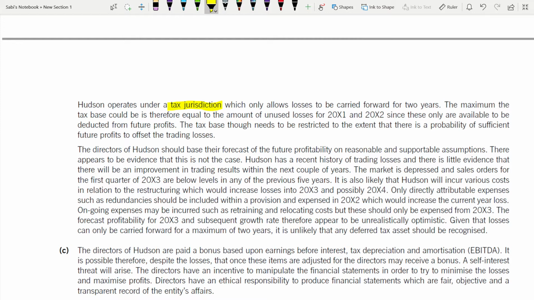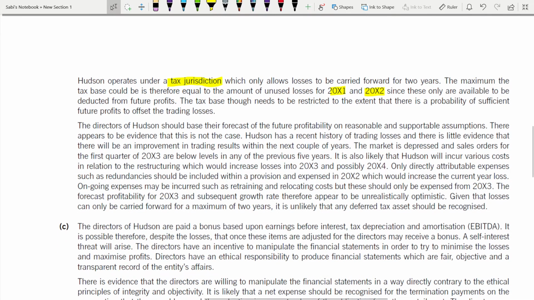So the maximum tax base could therefore be equal to the amount of the unused tax losses for 2001 and 2002, since only these are available to be deducted from future profits. Exactly. So the tax base needs to be restricted to the extent that there's a probability of sufficient future profits to offset the trading losses. Right? Now, the last paragraph.